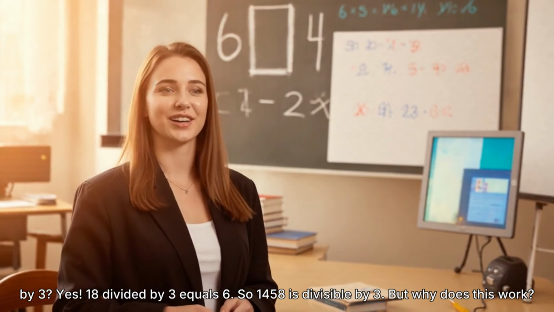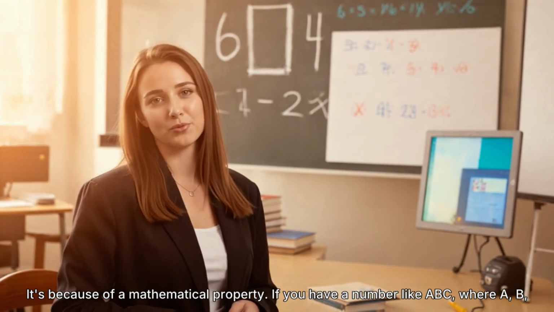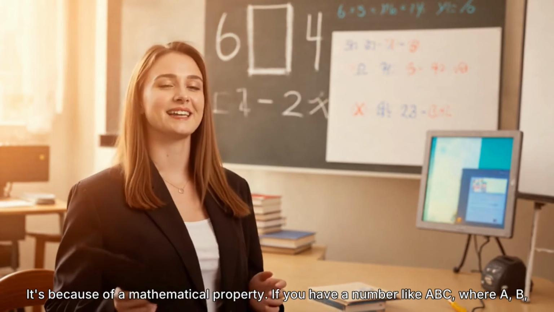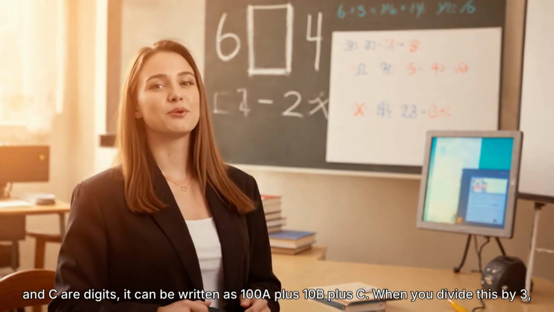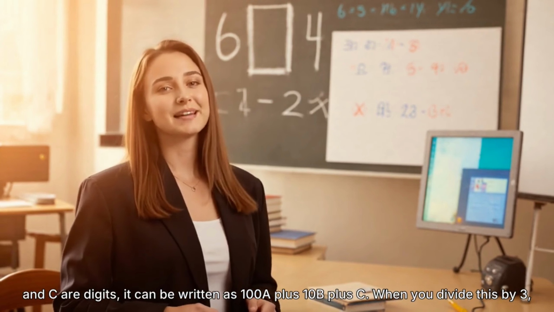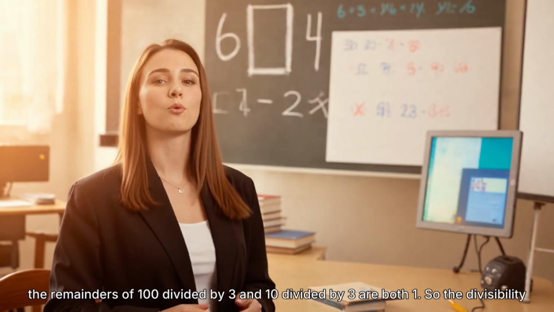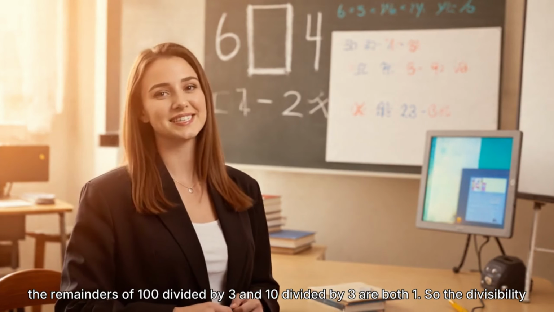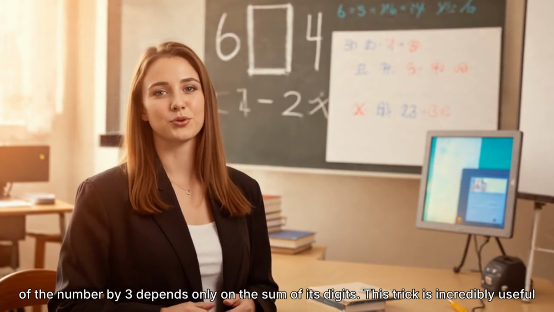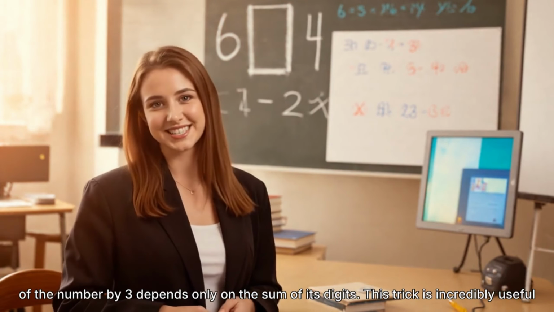But why does this work? It's because of a mathematical property. If you have a number like ABC, where A, B, and C are digits, it can be written as 100A plus 10B plus C. When you divide this by 3, the remainders of 100 divided by 3 and 10 divided by 3 are both 1. So the divisibility of the number by 3 depends only on the sum of its digits.